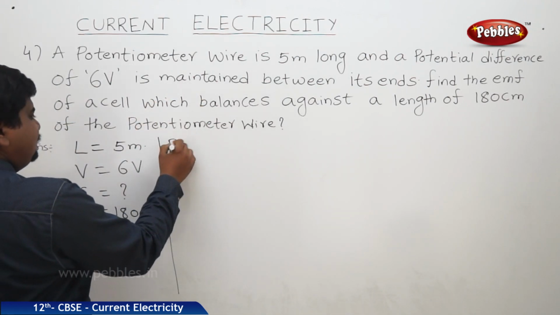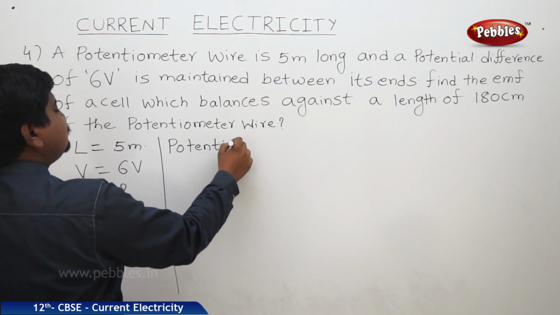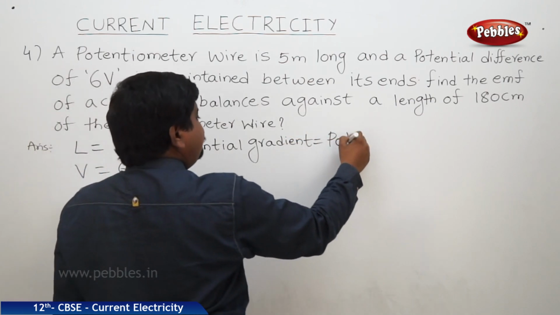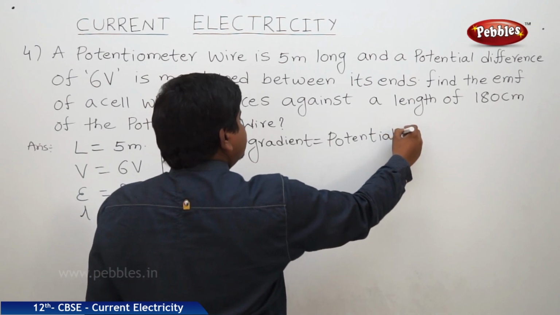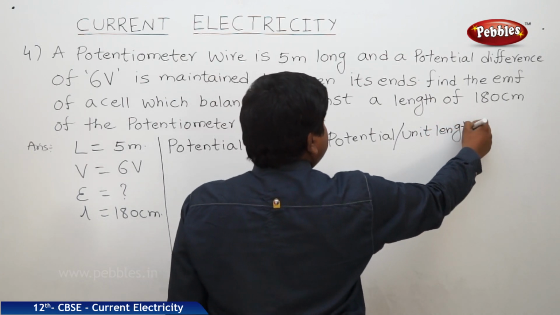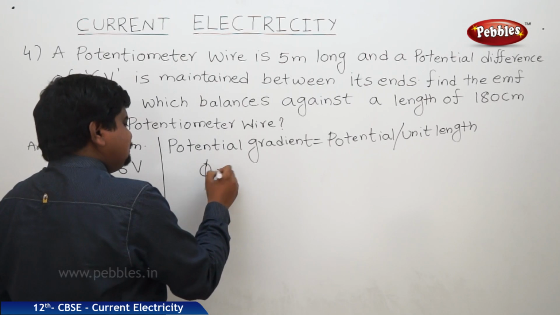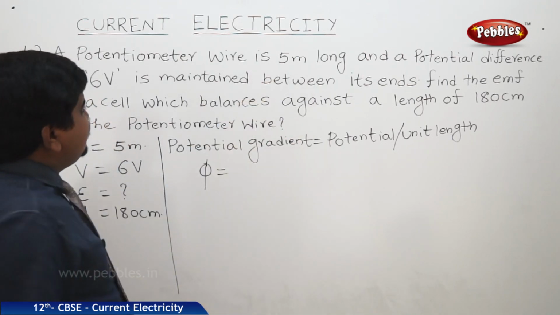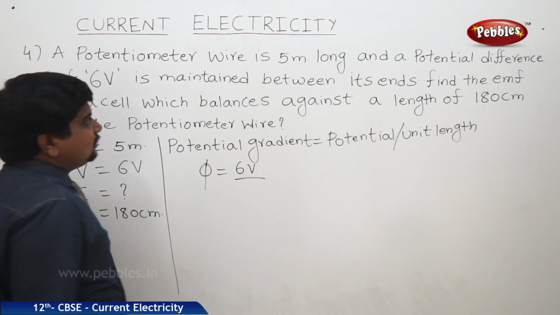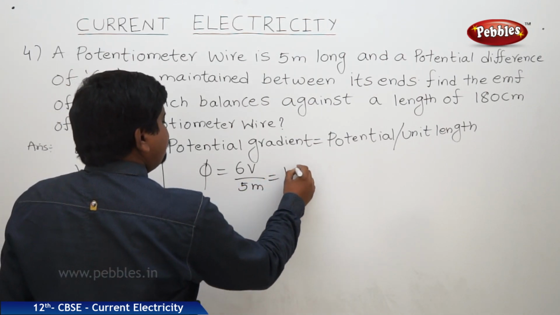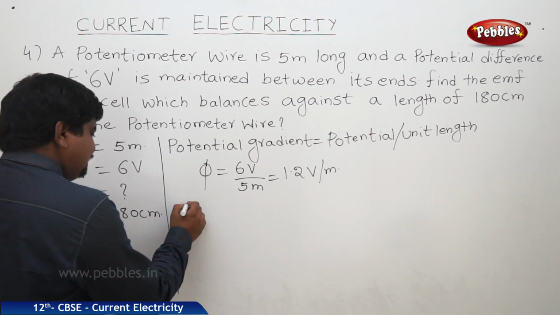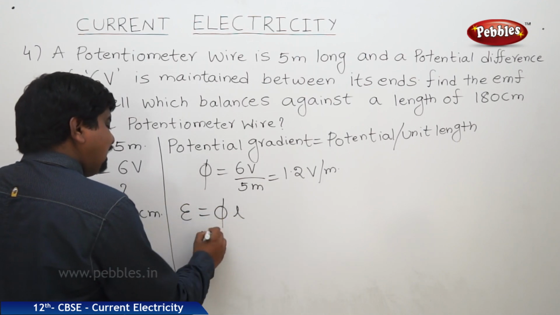So, potential gradient is equal to potential per unit length. Potential gradient symbol is phi. What is the potential here? 6 volts. What is the length of the wire in the potentiometer? 5 meters. So it is 1.2 volts per meter. Now, what is the EMF formula? Potential gradient into balancing length.